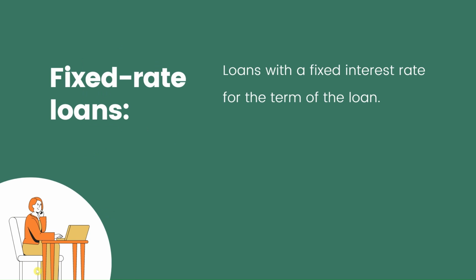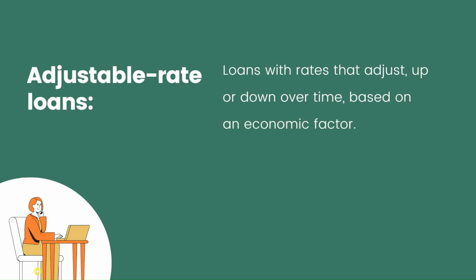Fixed rate loans. These are loans where the rate is fixed. So look at the word fixed. So fixed rate, the interest rate is fixed. It will not change over the lifetime of the loan. So fixed rate loans versus adjustable rate loans. So look at the word there, adjustable, meaning the interest rate will adjust over the lifetime of the loan. It will either go up or down depending on some economic factor.